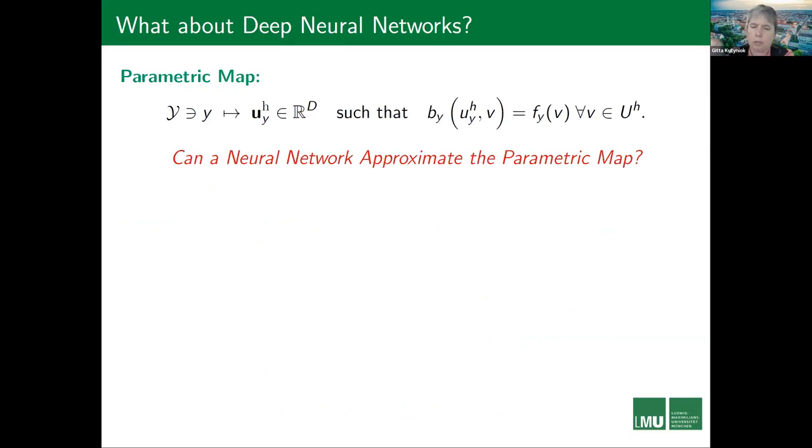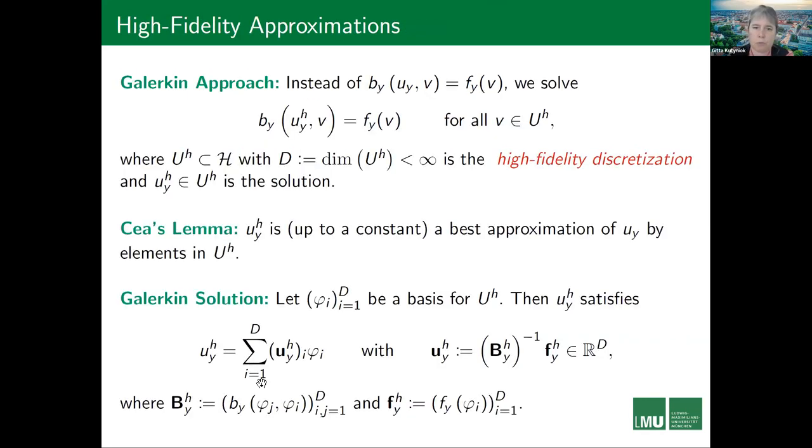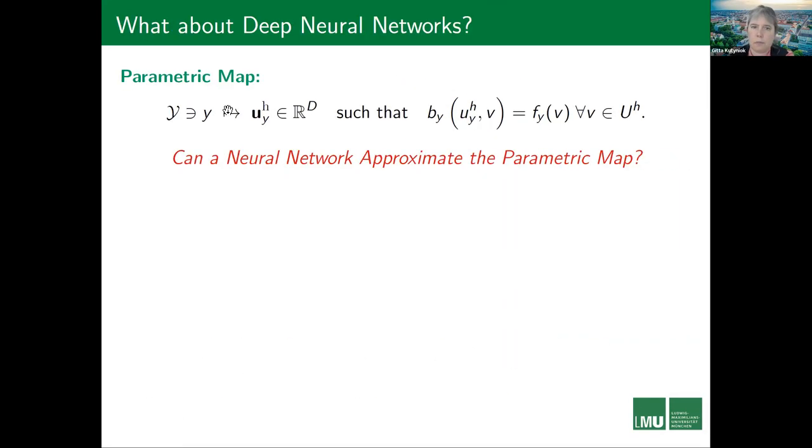Good. So now in this high dimensional space, in this R^D, the parametric map looks like this. You want to map y to this coefficient sequence in R^D, so that this equation is satisfied. And so what I would like to ask now is, can a neural network approximate this parametric map? That's a very general question.